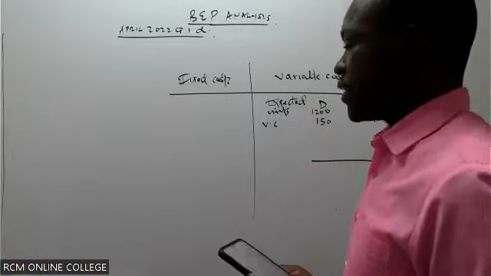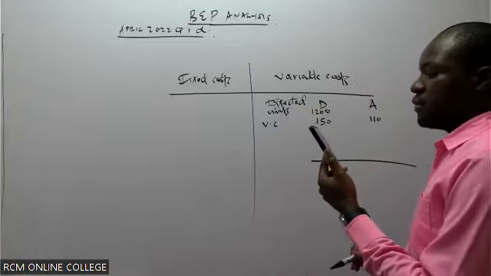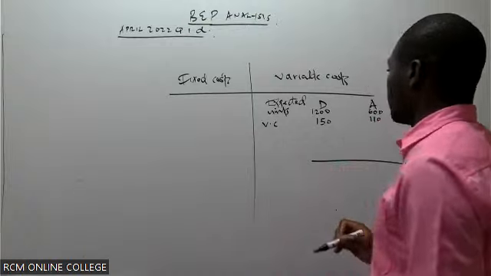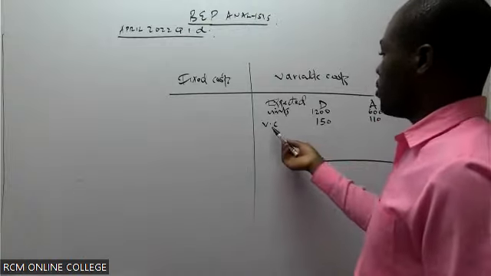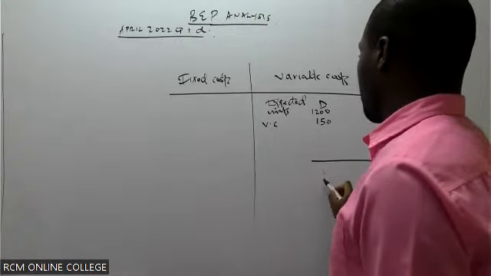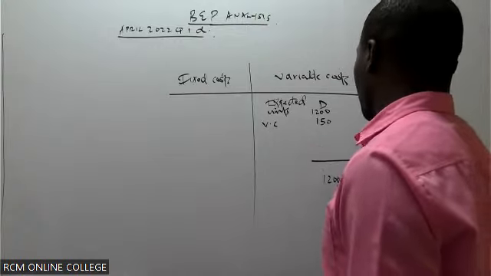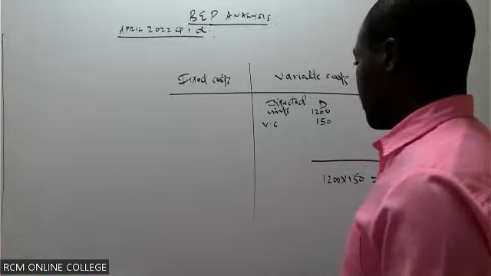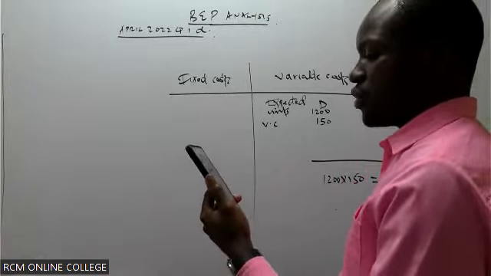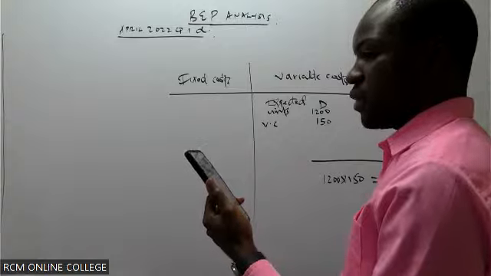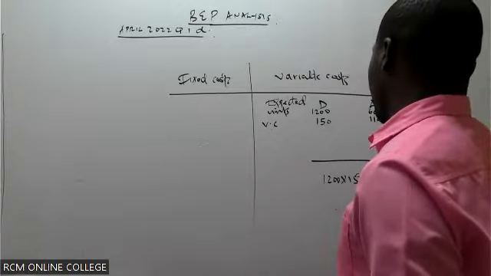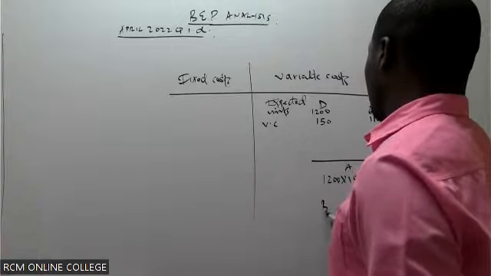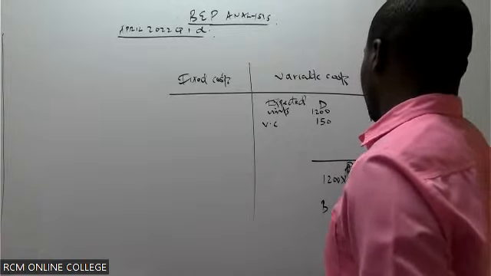Expected units. So we have 1,200 for A, and then we have 600 for B. Once you have your variable costs, can you try to take 1,200 multiplied by 150? You should be able to arrive at a figure that gives you the total variable cost. So if you do this, what will you have for A?